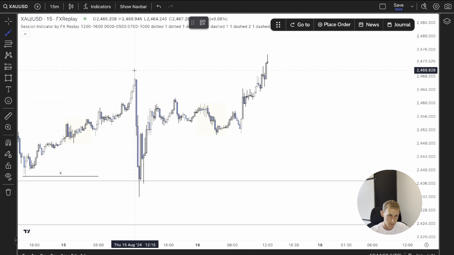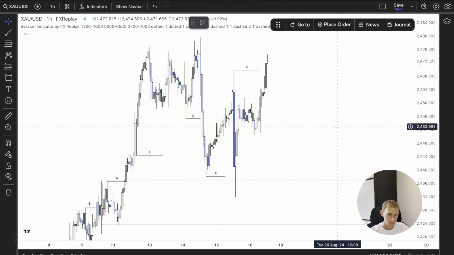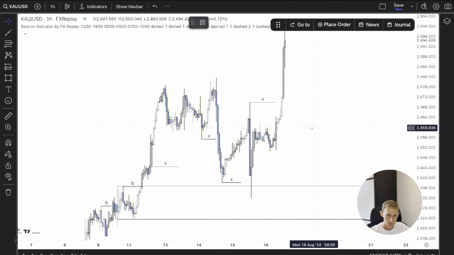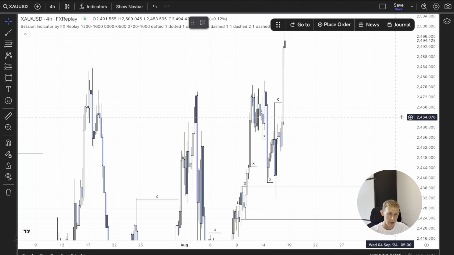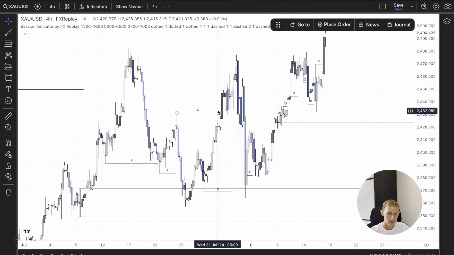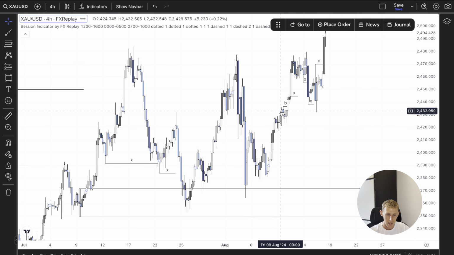Yep, there we go. So that's our change of character. Not really seeing anything to enter from. Okay, no, so price just pushed straight up. Wasn't an entry there, that's fine. So now you notice how price has broken the external high. So we can get rid of some of this internal structure because it's no longer relevant.